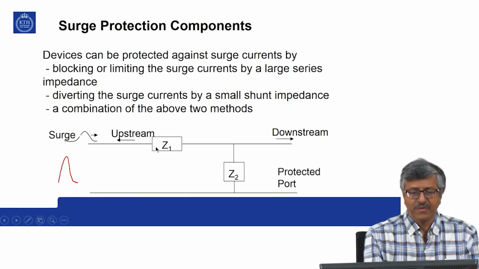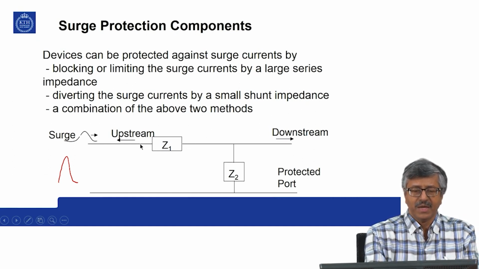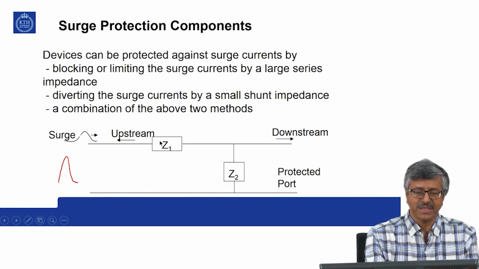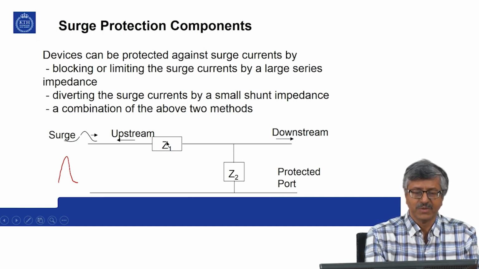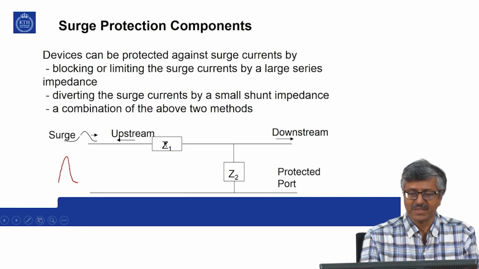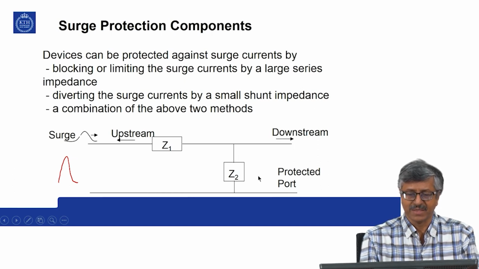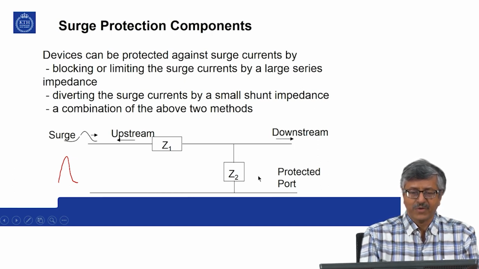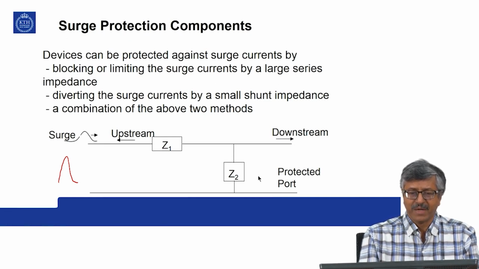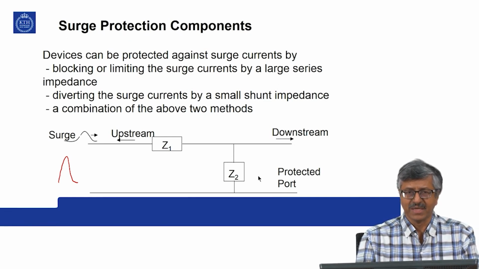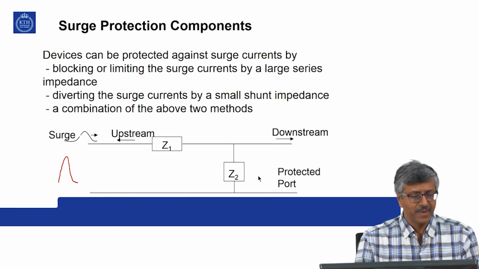and if you connect an inductor in series, it will block, it will produce a high impedance for this highly varying transient. So, inductor can be a blocking device and capacitor can be a shunt device. Of course, in filters you are using a combination of both, but in addition to that there are some other devices also.